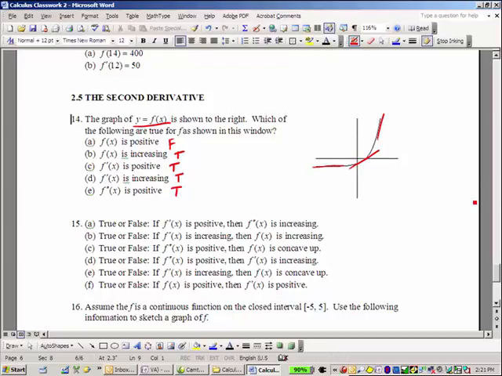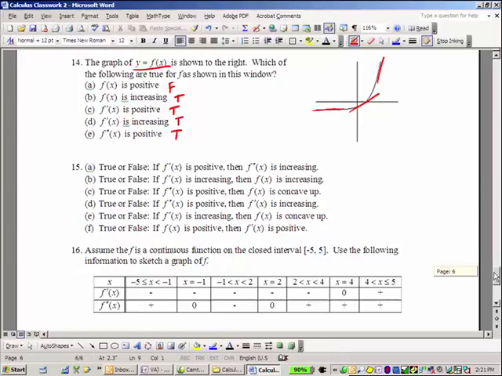A little bit harder now. Okay. Not having anything to do with this graph. Number 15, a new question. True or false? If the derivative is positive, then the second derivative is increasing.